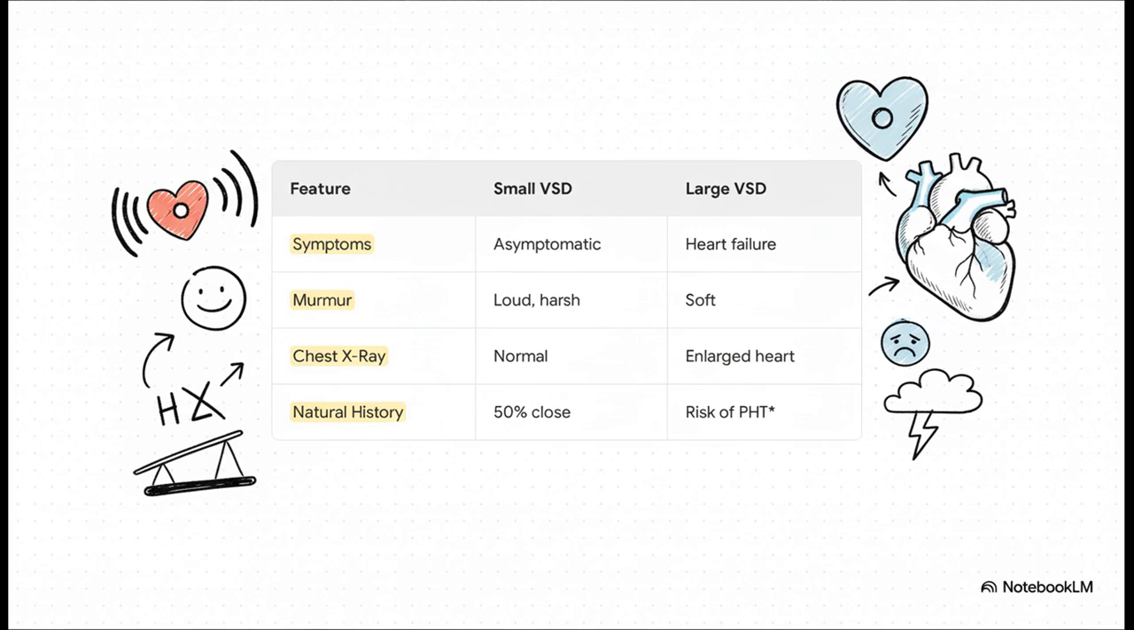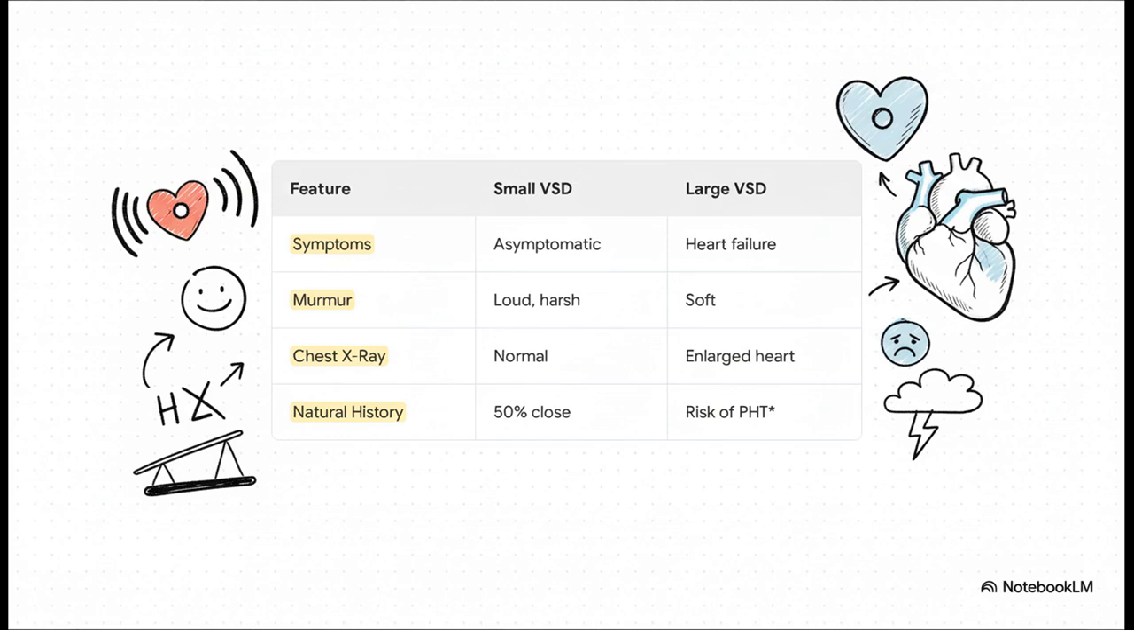But, and this is a big but, not all VSDs are the same. The size of that hole changes absolutely everything. A small VSD often causes no symptoms whatsoever, and incredibly, about half of them will just close up on their own. Now here's the weird part. They cause a really loud, harsh heart murmur. Think of it like water being forced through a tiny crack.